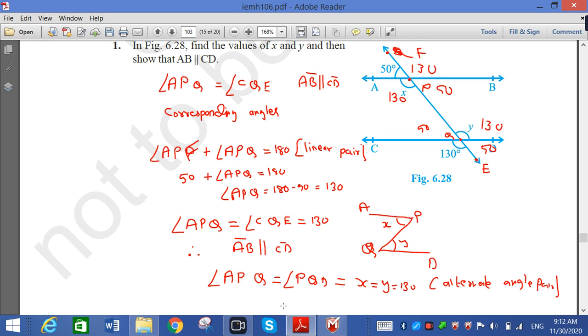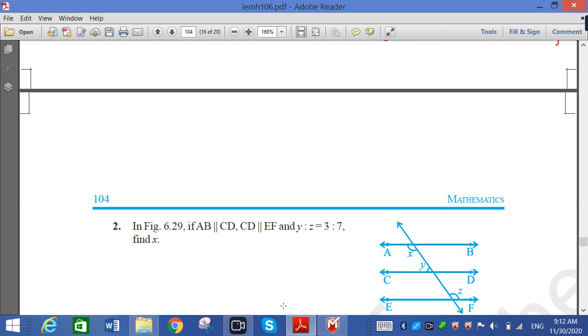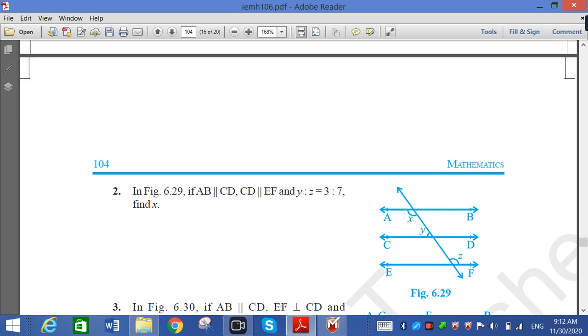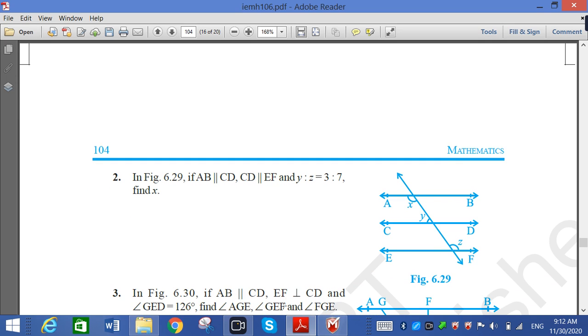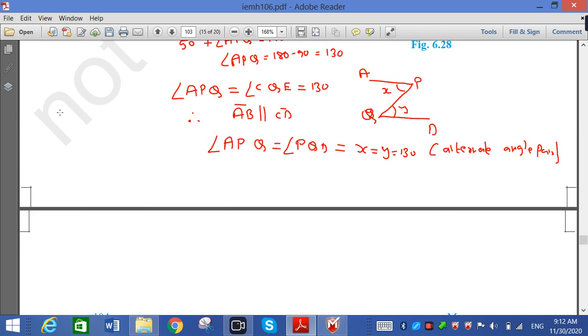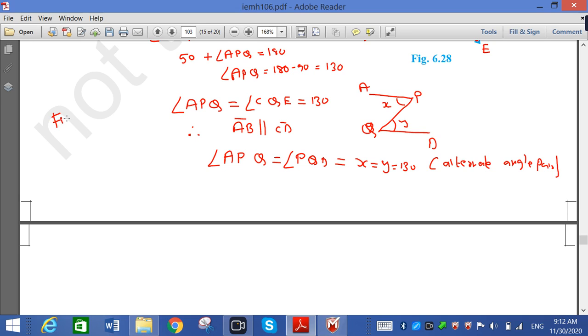So exercise 6.2 question number 1 we have completed. In the next lecture we can see the exercise, but today your homework is figure 6.18, figure 6.19, exercise 6.2 question number 1 and theorem 6.2. Four things you have to do in homework today. In the next lecture we will see the exercise thoroughly and then we go for the next topic.